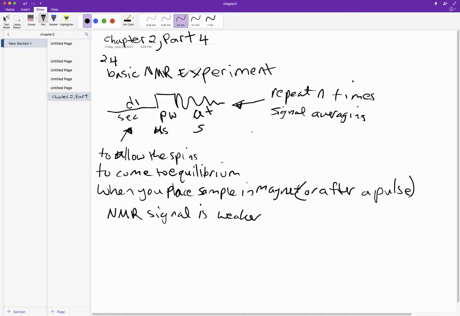The goal here is that your signal is proportional to your number of scans, and we'll call n the number of scans, and your noise is proportional to the square root of the number of scans. So your signal grows as the number of scans, but your noise only grows as the square root. So your signal to noise grows as n over the square root of n, which is equal to the square root of n.